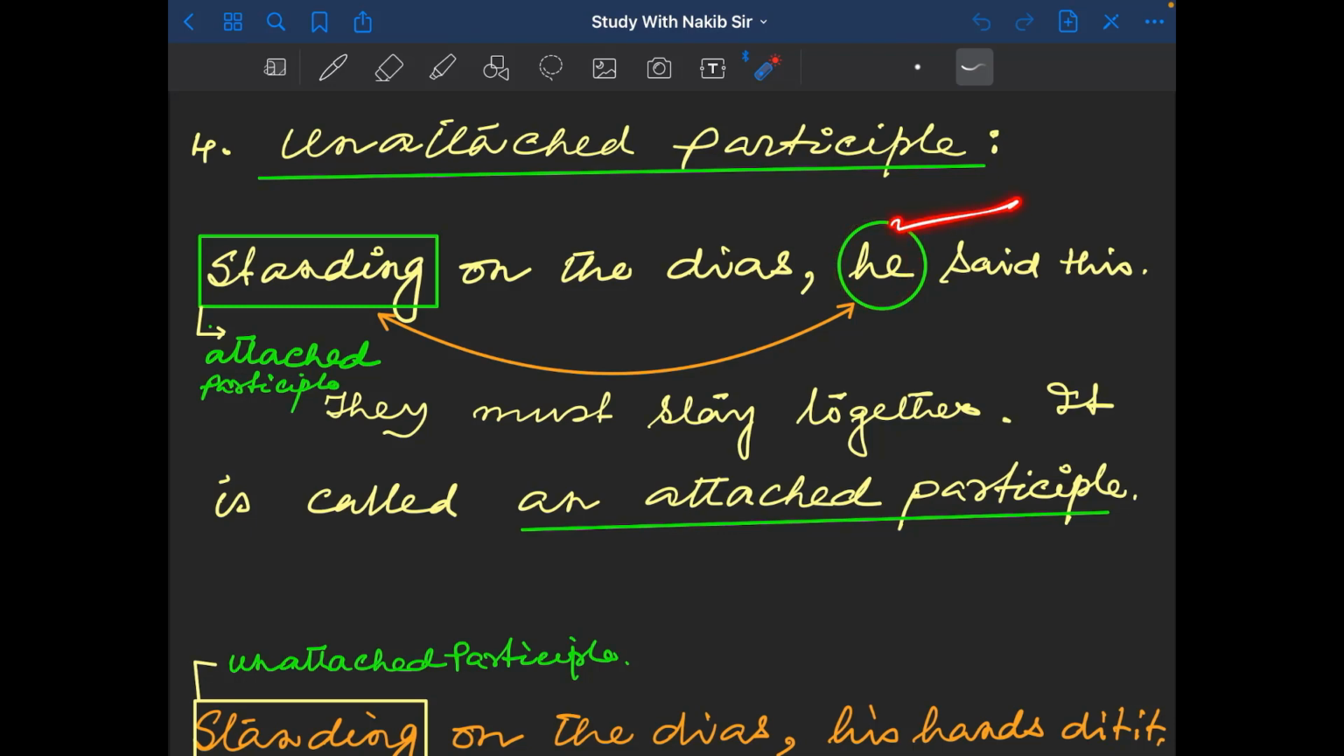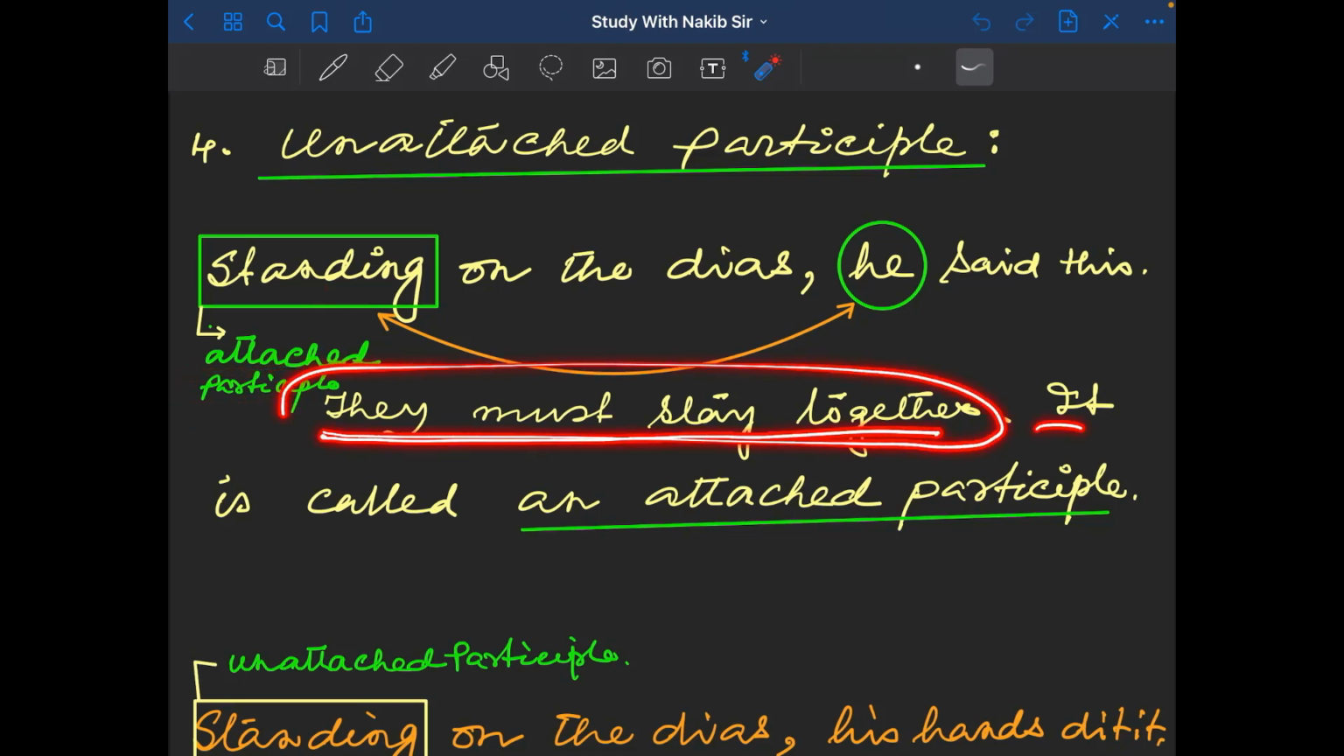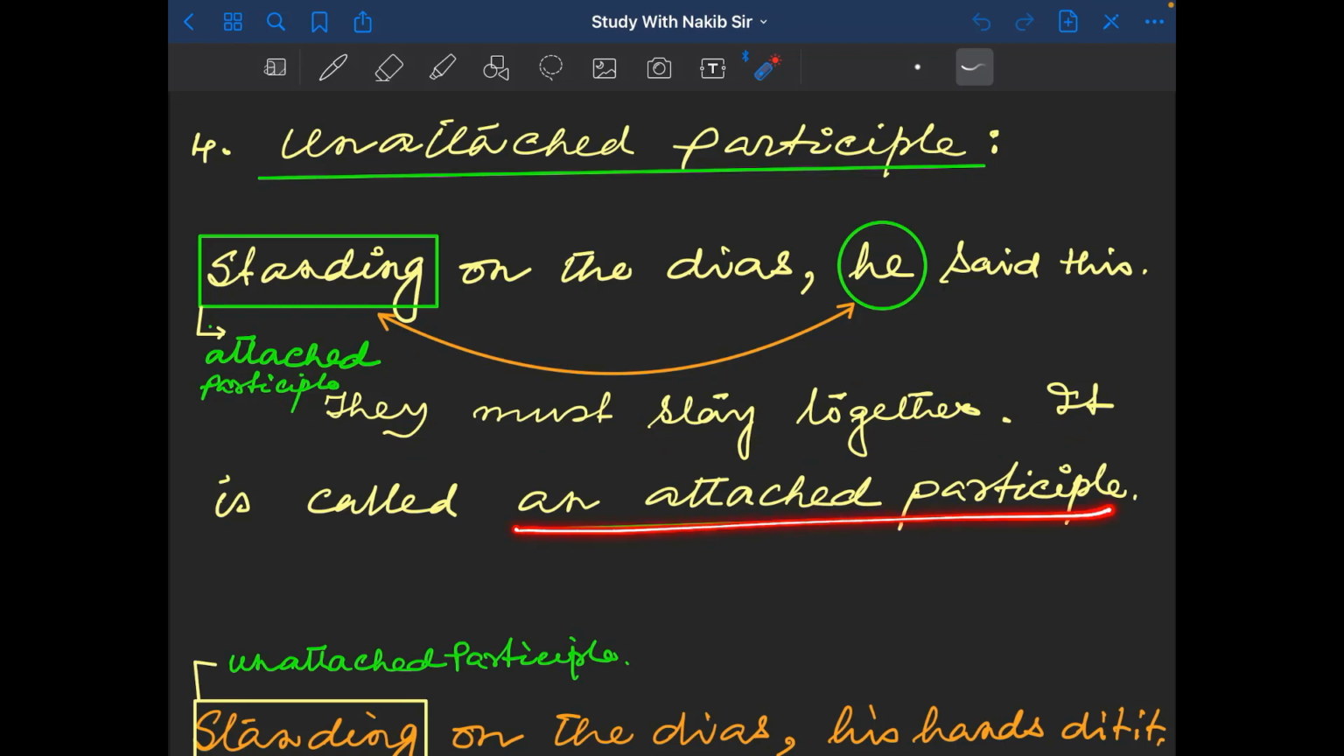Here it is the pronoun. This participle qualifies the noun here. So this participle and this noun, the subject, must always be attached. They must not be detached. Attached means they should stay like this, side by side. So it is called an attached participle. Okay, they must stay together.